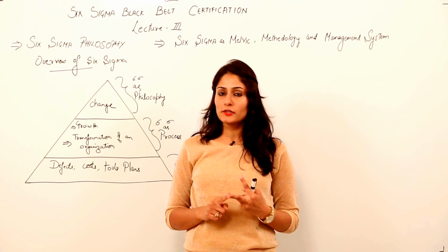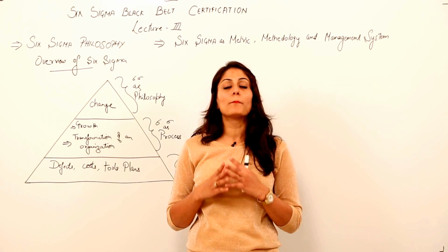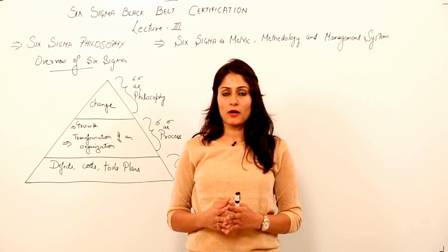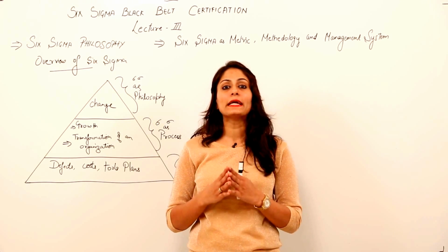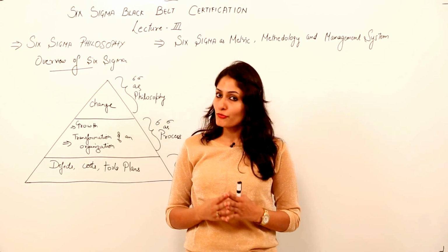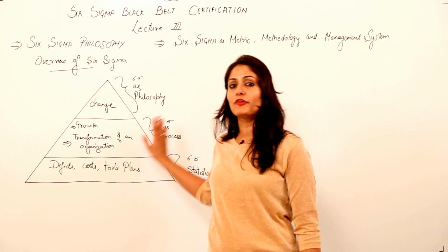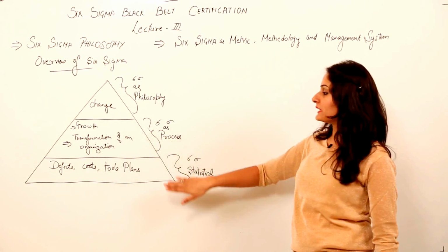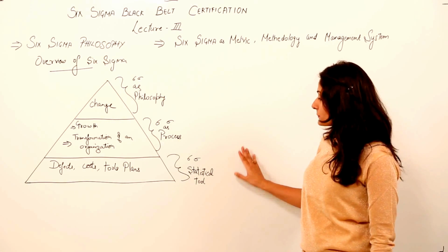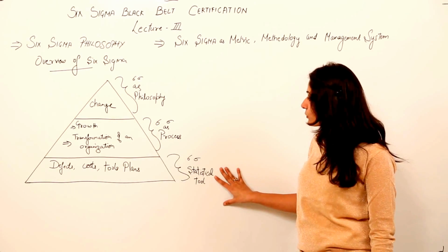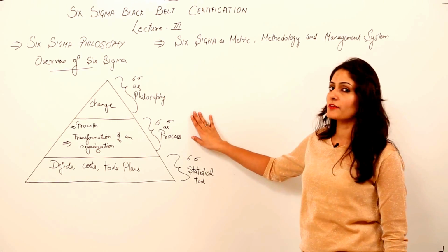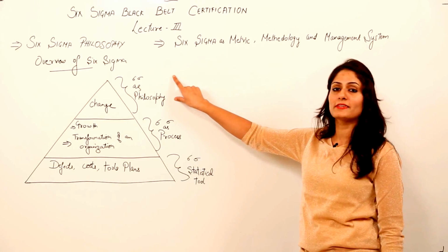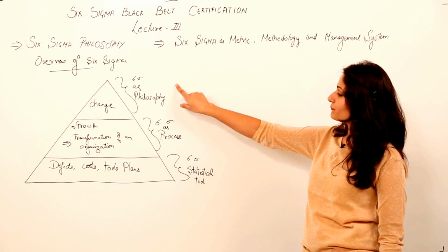Before I move on further, I would like to give you a brief overview of Six Sigma. Six Sigma has three different meanings. To illustrate this better, I have made a picture for you on the board, and if you can see, I have divided this pyramid in three parts. On the bottom is Six Sigma as a statistical tool, in the middle is Six Sigma as a process, and on the top is Six Sigma as a philosophy.